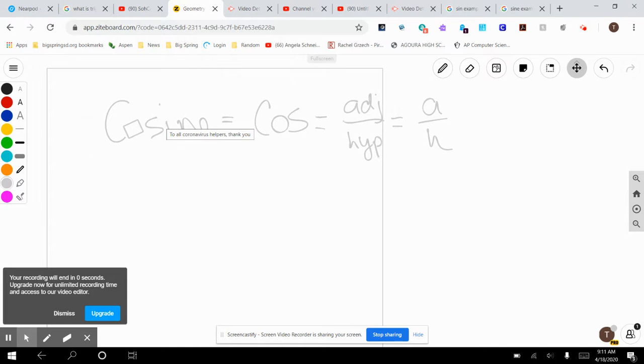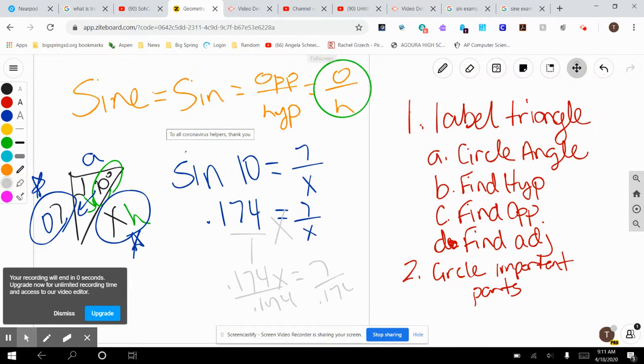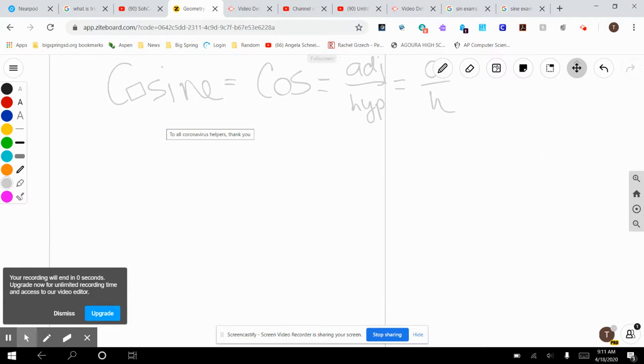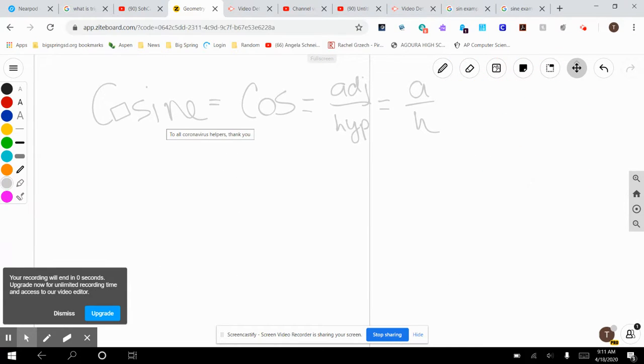So if we remember back here, we still have the exact same steps, okay? Still have the exact same steps. So when we go to solve this problem, probably should have drawn that a little bigger. Let's say this is 40 degrees. Okay, so let's say that's 40 degrees. And we go, I don't know, this is 18 and this is x.